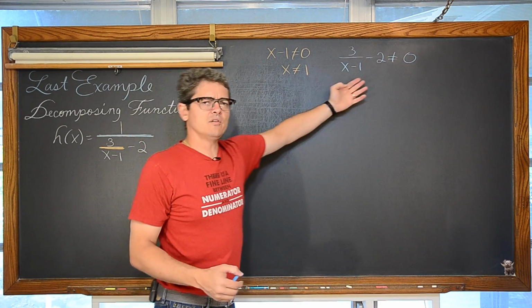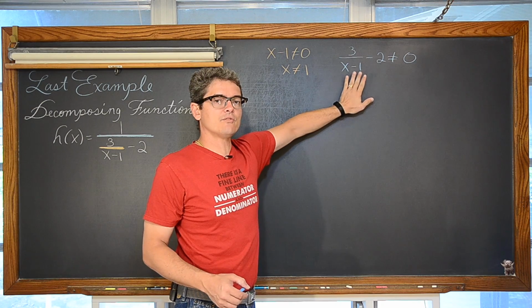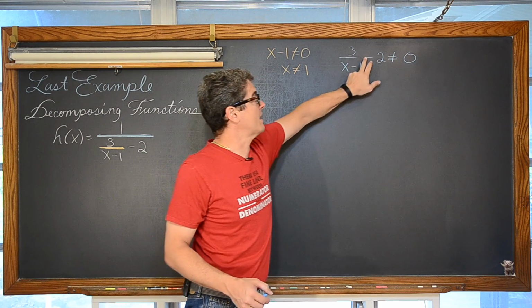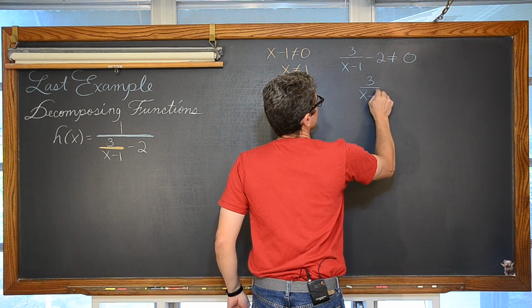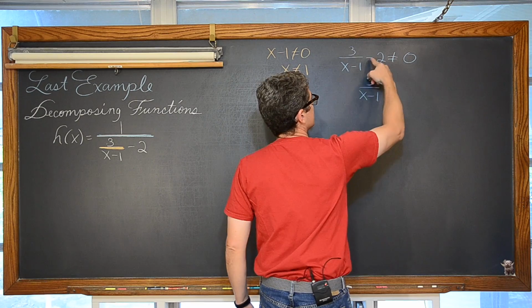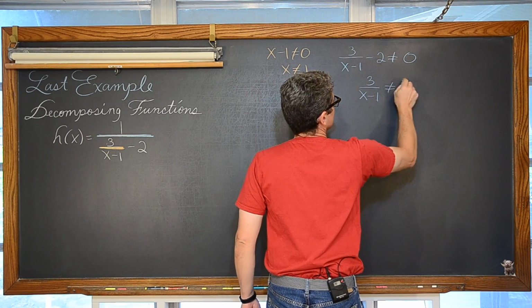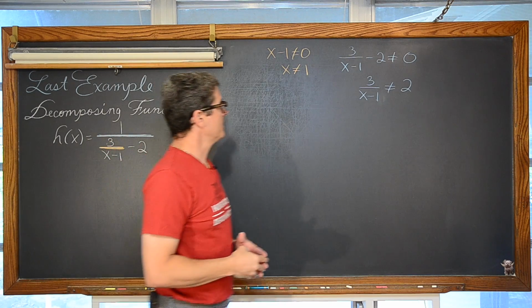So how do we solve this? Hopefully you remember that you cannot solve for a variable when it's in the denominator. So we're going to add 2 to both sides to undo that subtraction. We're going to do the inverse math operation. So now we have 3 over x minus 1 cannot equal positive 2.